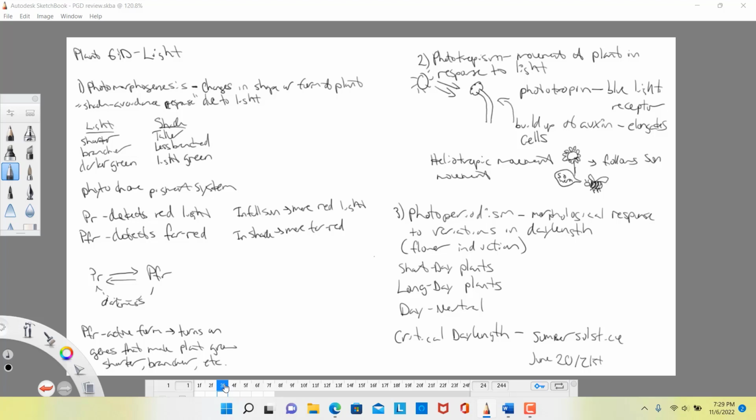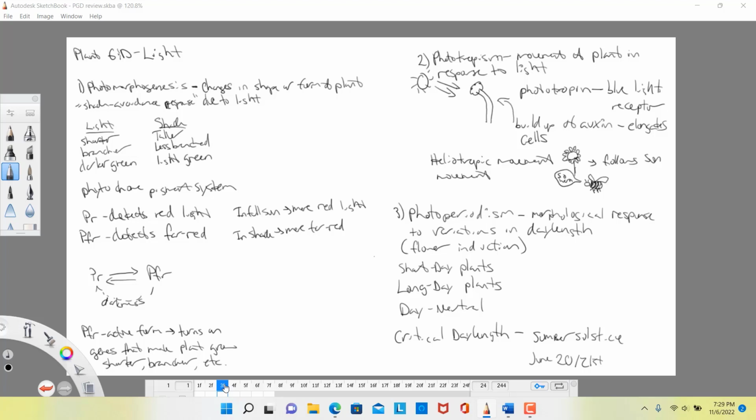Second, we looked at phototropism, which is the movement of a plant in response to light. Now, this is regulated by phototropin, which is a blue light receptor. So it's detecting blue light. And what's happening here is that phototropin is detecting blue light from whatever direction that light is occurring. And that releases auxin onto the shaded side of the plant.